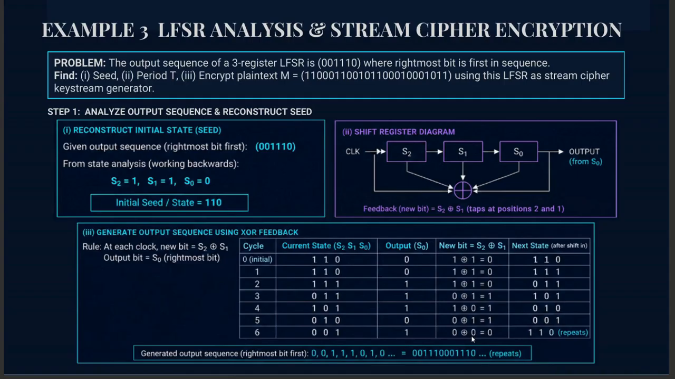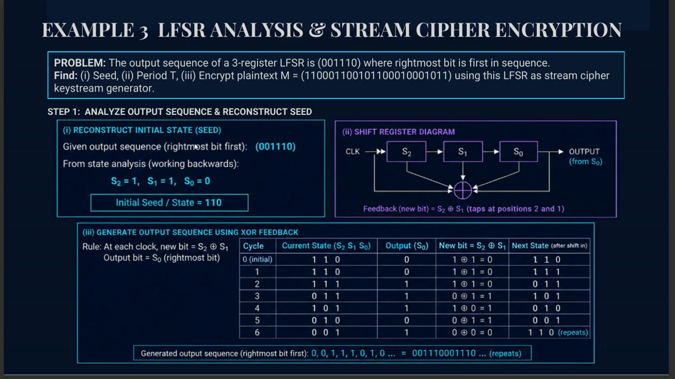The next question is, the output sequence of the 3-register LFSR is 00110, where the rightmost bit is the first in the sequence. Find the seed, the period T, and encrypt the plain text message M using this LFSR as the stream cipher keystream generator.